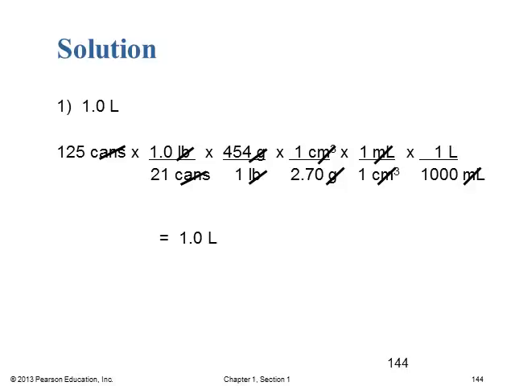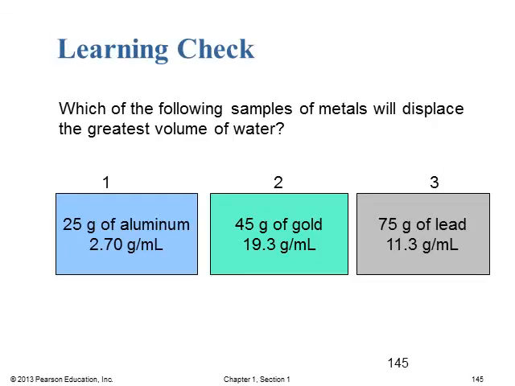And so then in all these multiplications and conversion factors, we have 3 significant figures in 125. We have 2 significant figures in 1.0 pounds per 21 cans. Then we have 454 grams per 1 pound, that's 3 significant figures. 2.70 grams per 1 cubic centimeter, that's 3 significant figures. So the least number of significant figures in these conversion factors is 2. So we're allowed to report 2 significant figures, which is 1.0 liters.